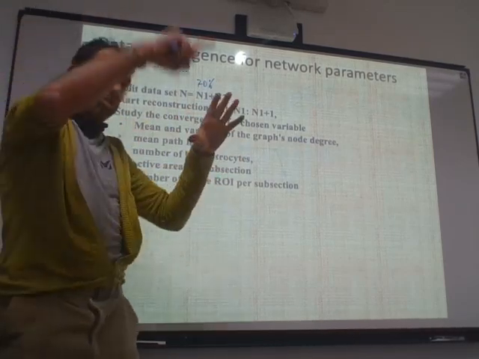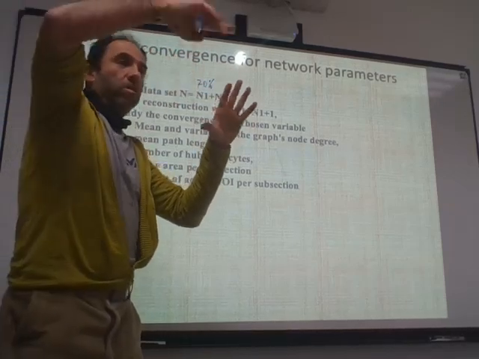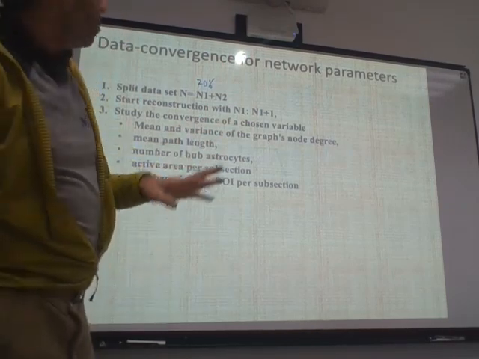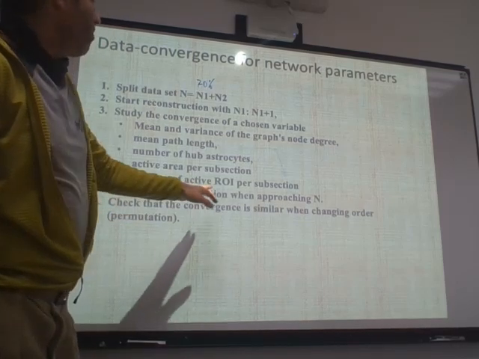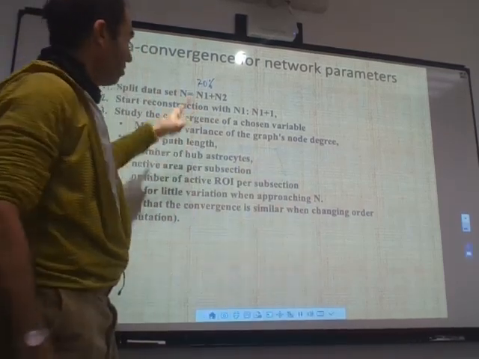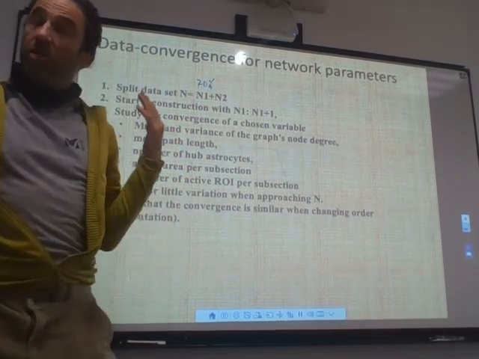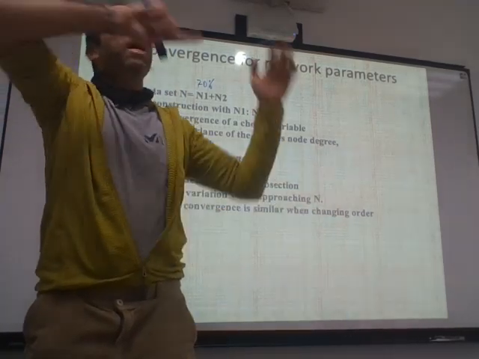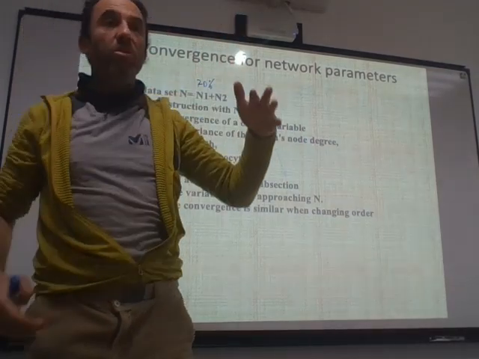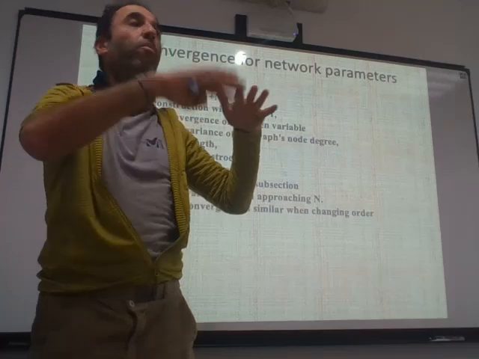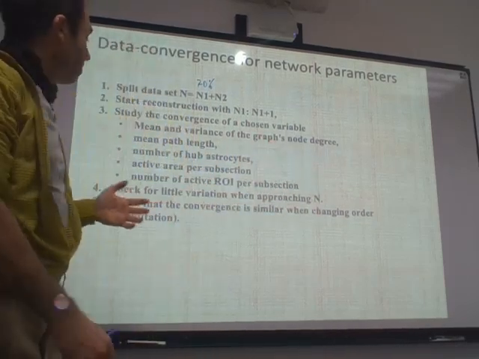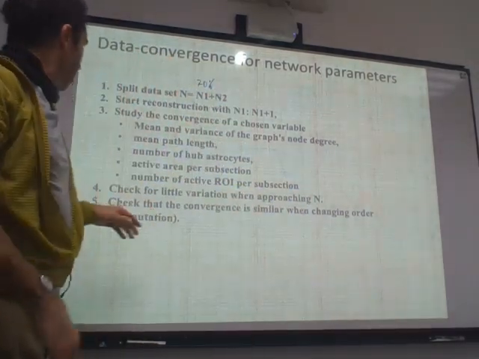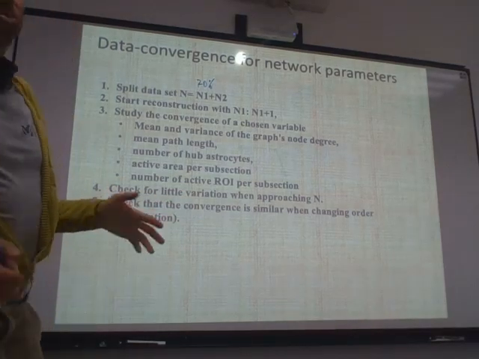At this stage, what we did also is we said what is the area. We can quantify the area where we had a given path. Number of active rows, okay, whatever you want. Check for little variation when approaching n. Now, since you don't know what the limit is, maybe it's going to converge, and if it converges and you see some kind of saturation, that's good, because it means that you're approaching a limit. You don't know what this limit is, but you're approaching it. So check for little variation when approaching n. Check that the convergence is similar when changing the order, which is the permutation.